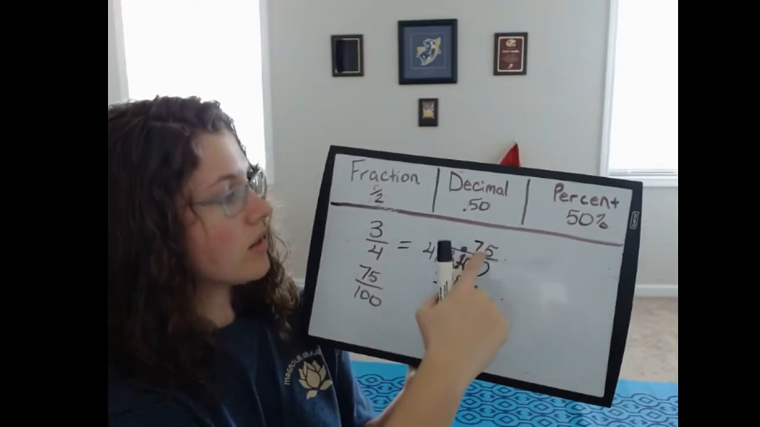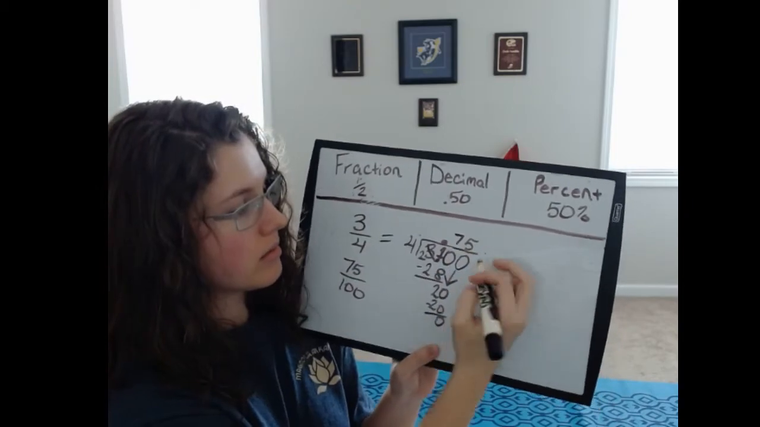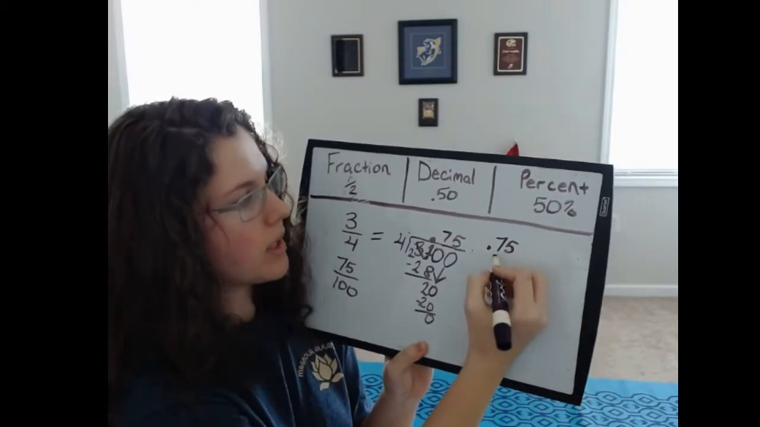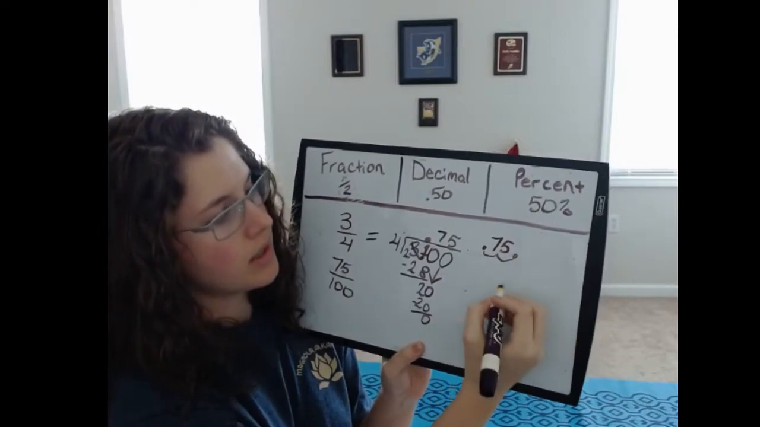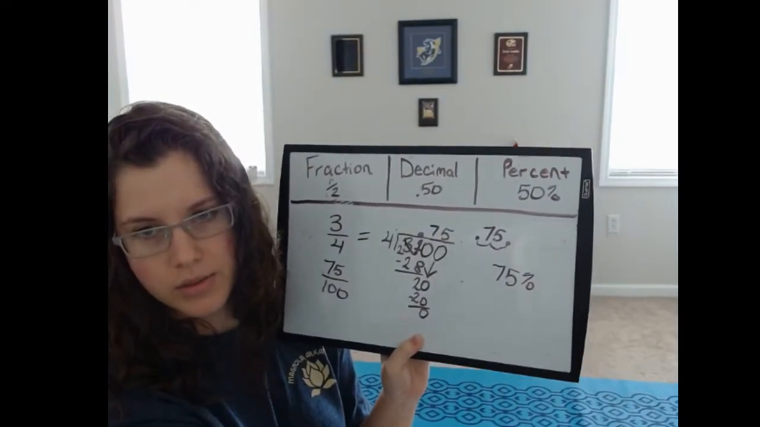Now, to convert your decimal to a percent, all you gotta do is move that decimal over 2 beautiful places. 1, 2. And I don't have to change or add a 0 at all for this one.